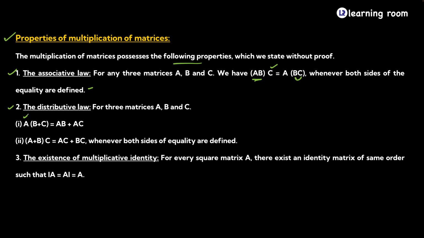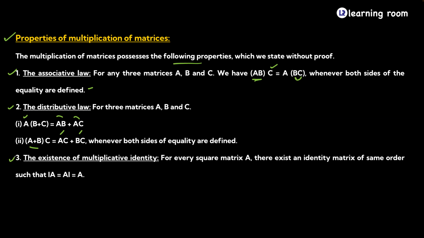So when you say A into B plus C, then we can say A into B plus C is equal to A into B plus A into C, right? Similarly, A plus B into C is going to be equal to, so this is pre-multiplication, this is post-multiplication. So it is going to be AC plus BC. Right. So the next is existence of multiplicative identity.